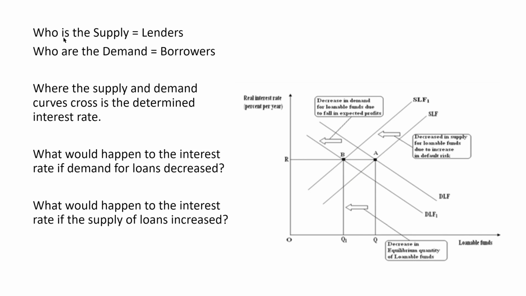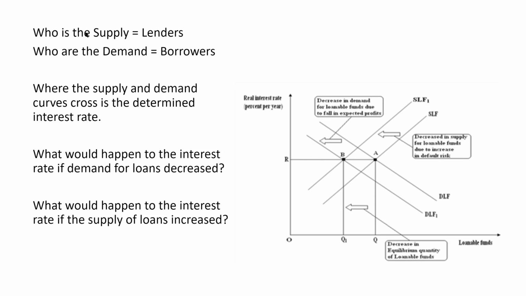So when we look at who is it that's supplying loans, we call these people the lenders. And when we look at who is it that's demanding loans, we call these the borrowers. And so, as I said, where the supply and the demand curves intersect, that's what determines the interest rate. Now, what happens if the demand for loans decreases? Well, what would happen if you think about it, right? If interest decreases, it's just like price, right? So on the demand side, meaning the borrower side, if interest rates are lower, then their demand for loans increases.